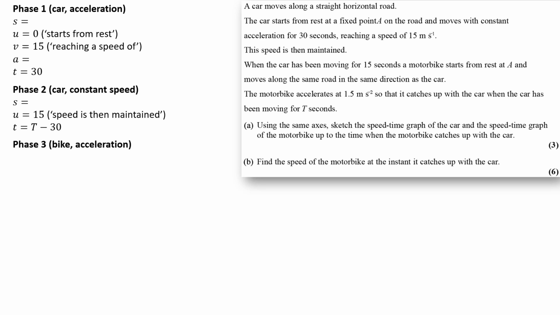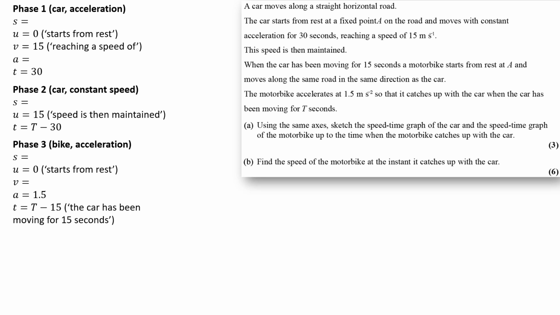And the other phase to consider, which is kind of independent of these to some extent, is the bike itself, which is accelerating throughout its motion. We don't know how far it's gone, but we do know it starts from rest. We don't know how fast it's going at the end of motion, but we do know that it's accelerating at a rate of 1.5. The other thing we have is the time that it's been going for. If the car has been moving for T seconds, and the motorbike didn't start until after the car had been moving for 15 seconds, it means the total time the motorbike has been accelerating for is T minus 15.